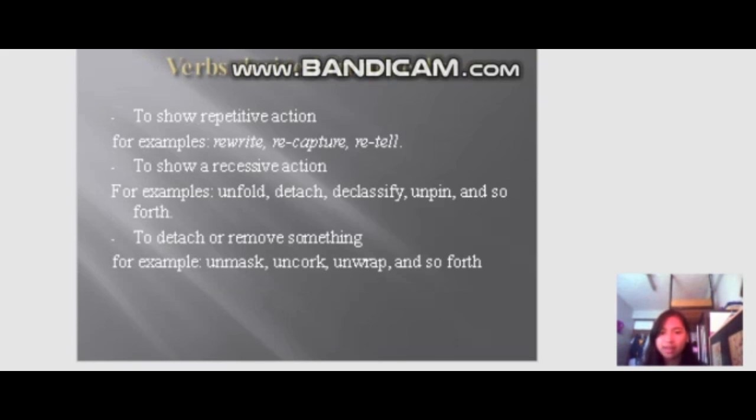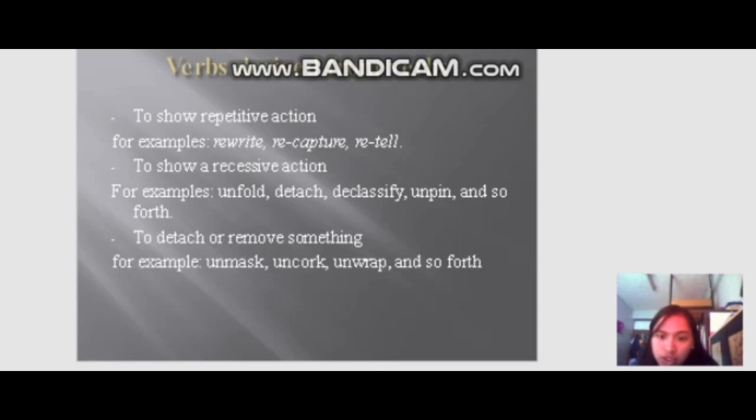Okay, next, verbs derived from verbs. So in this concept, the verbs are derived from verbs to show what? There are also three. First, to show repetitive action. Second, to show a reversive action. And the last, to detach or remove something.